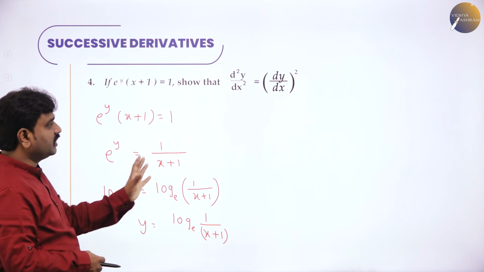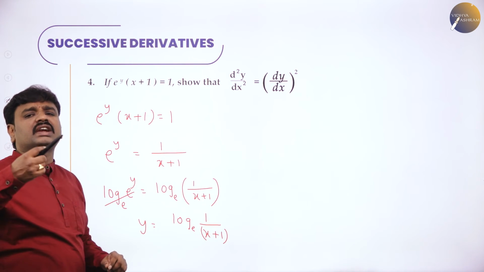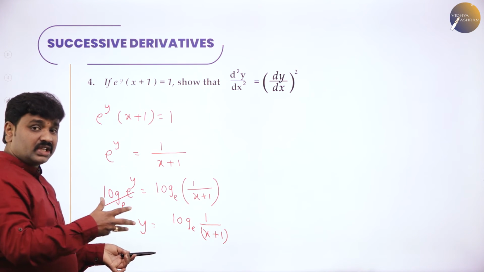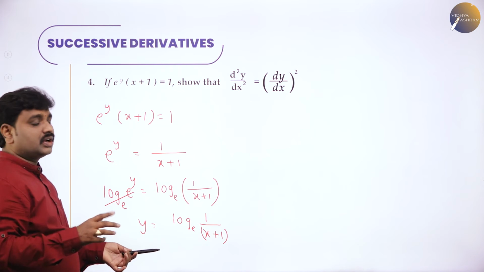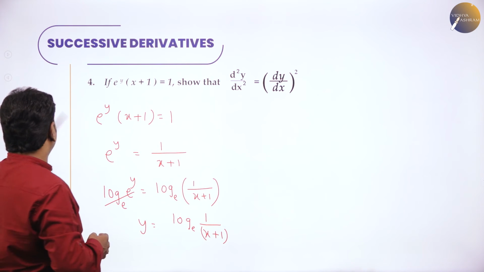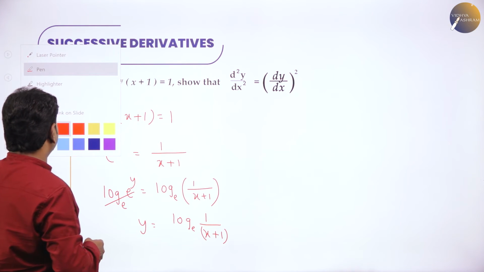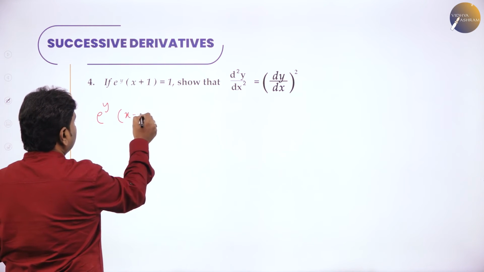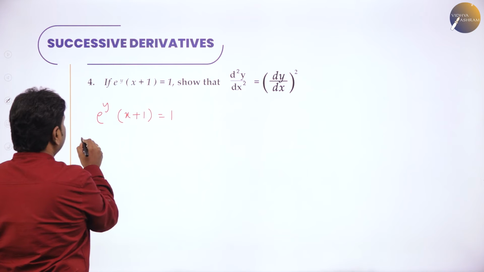This is one method and differentiate. Other method is directly differentiate and rearrange. So this is one method where we got y and differentiate 2 times and simplify and check the answer. And other method is direct method. Direct method is take whatever is given, e power y into x plus 1 is equal to 1, differentiate both sides.